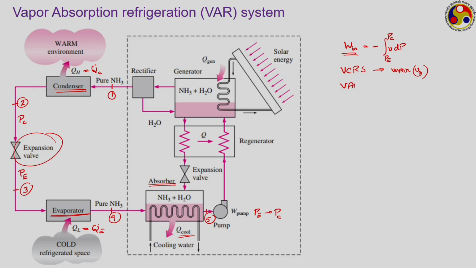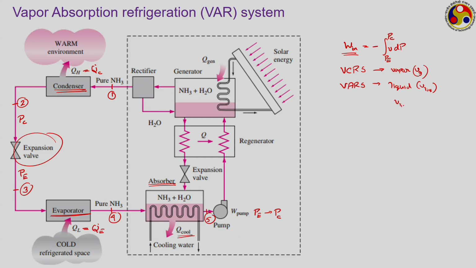When you are talking about this vapor absorption refrigeration system, what are you working with? We are working with an aqueous solution of ammonia in this particular case. So, you are working with some liquid, and if we term this as liquid, it is an aqueous solution of ammonia in this case. Now, out of these two specific volumes, which one is lower?